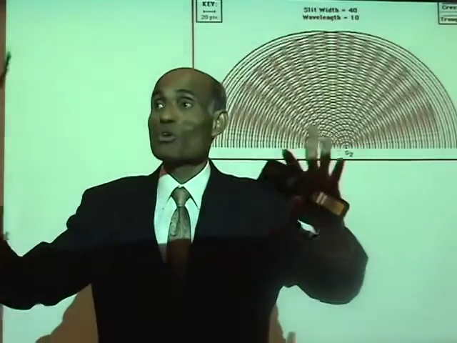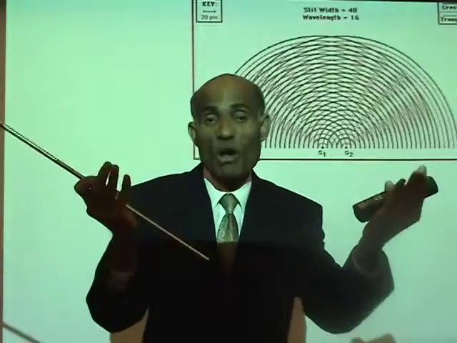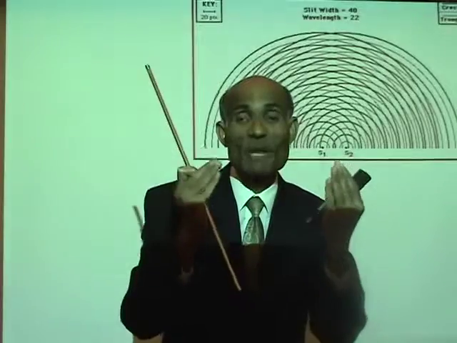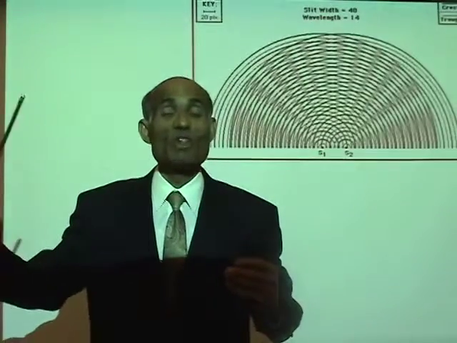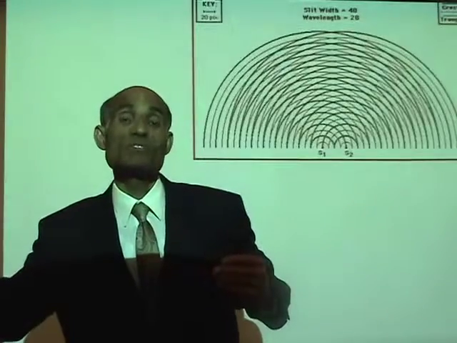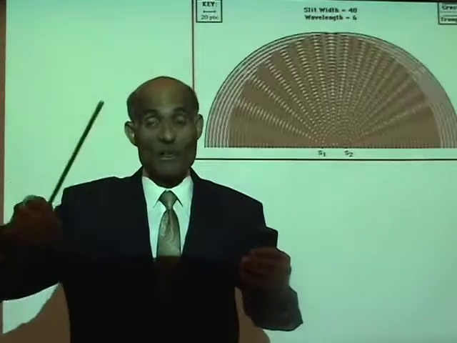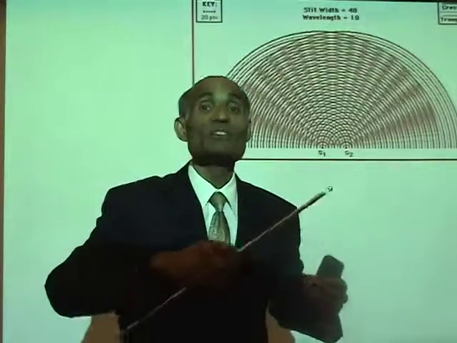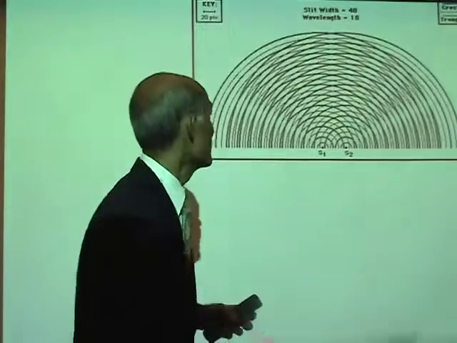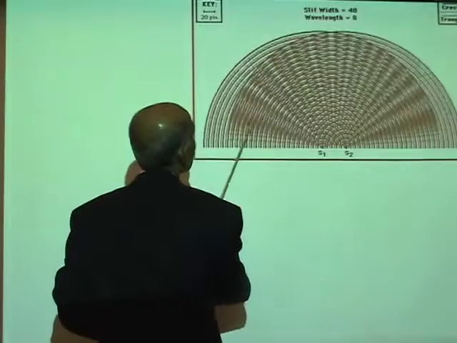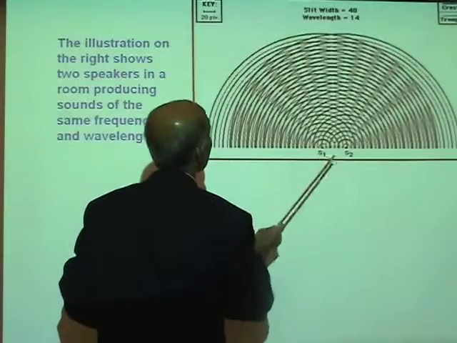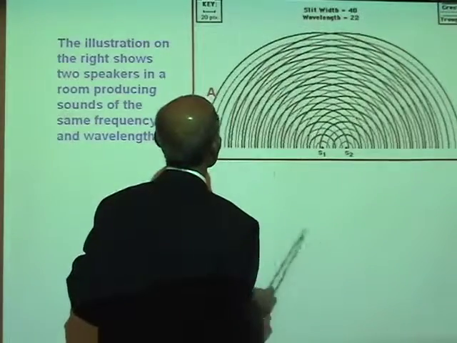If there are no reflections, if you hear only the sound coming from the loudspeaker, if you walk from one end of the room to the other, there will be places where you hear loud sound, and there will be places where you hear no sound. Now, this is very clearly illustrated here, where they meet in phase and completely out of phase.